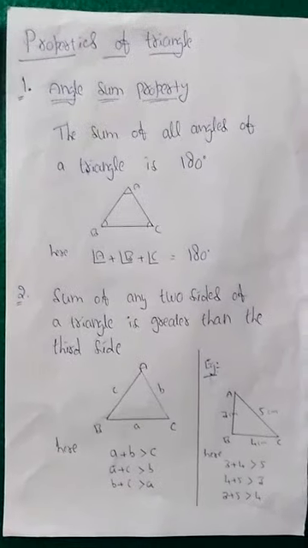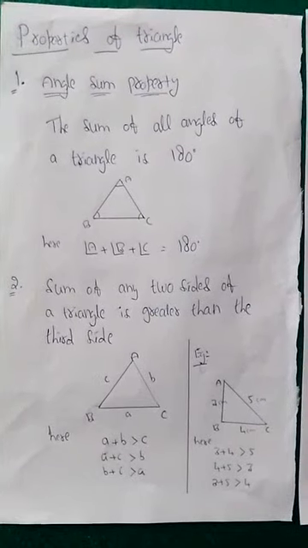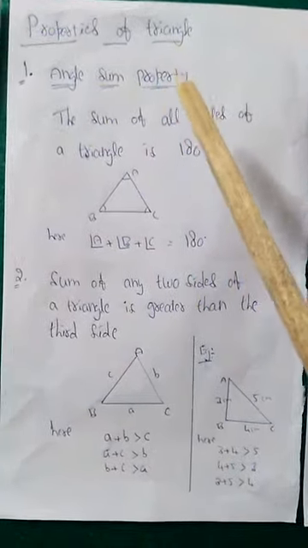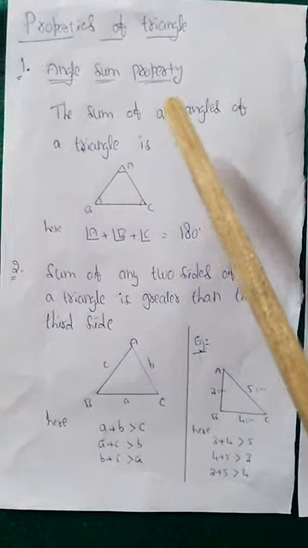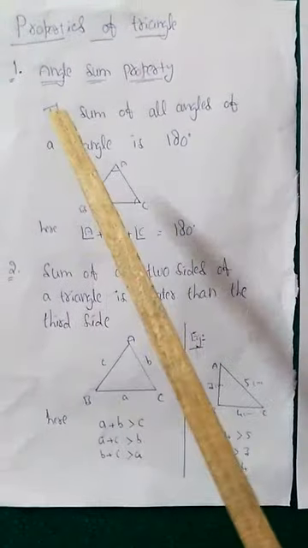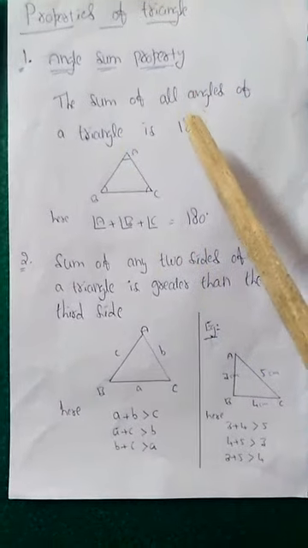Okay, now we'll see properties of triangles. The first property is the angle sum property. Angle sum property of a triangle. What is it? The sum of all angles of a triangle is 180 degrees.